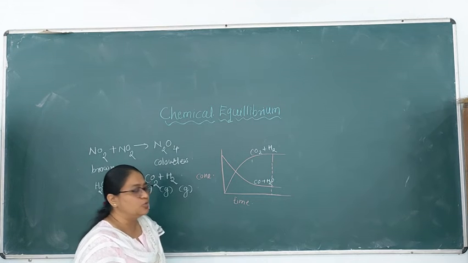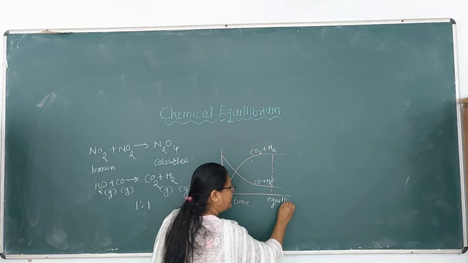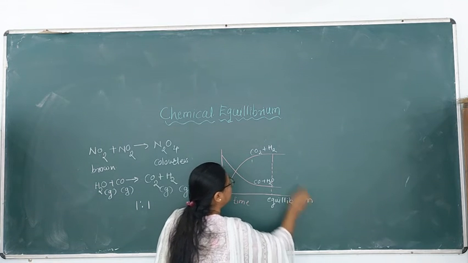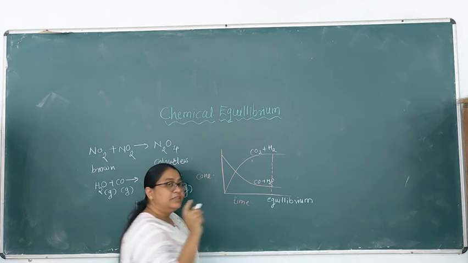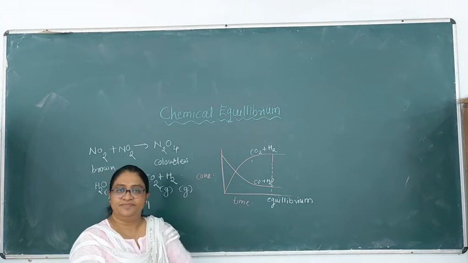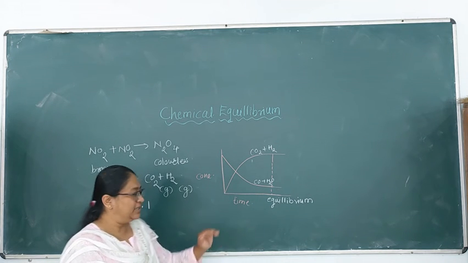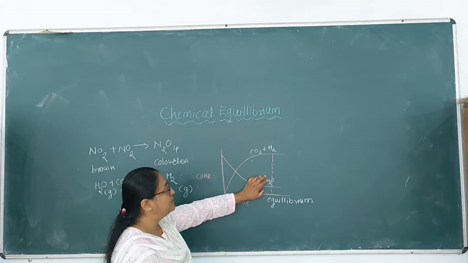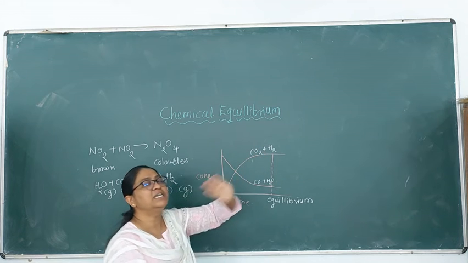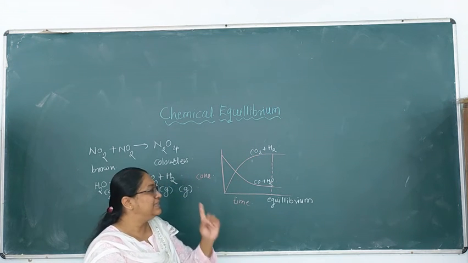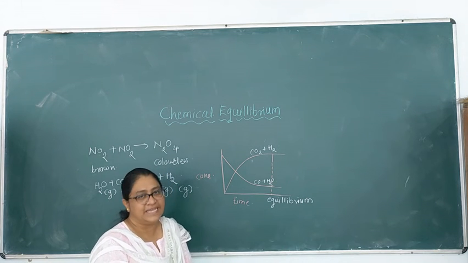Now here, as the graph shows, what is this line showing? This line is showing equilibrium. What does this mean? The graph has become flat for both the reactant as well as the product. This shows that the reaction has stopped. That means there is no change in the concentration of the reactant and the product. That means the concentration of carbon monoxide and the water vapor, and the concentration of carbon dioxide and the hydrogen, will not change further, and this is called the equilibrium. The chemical equilibrium is formed in the reaction.